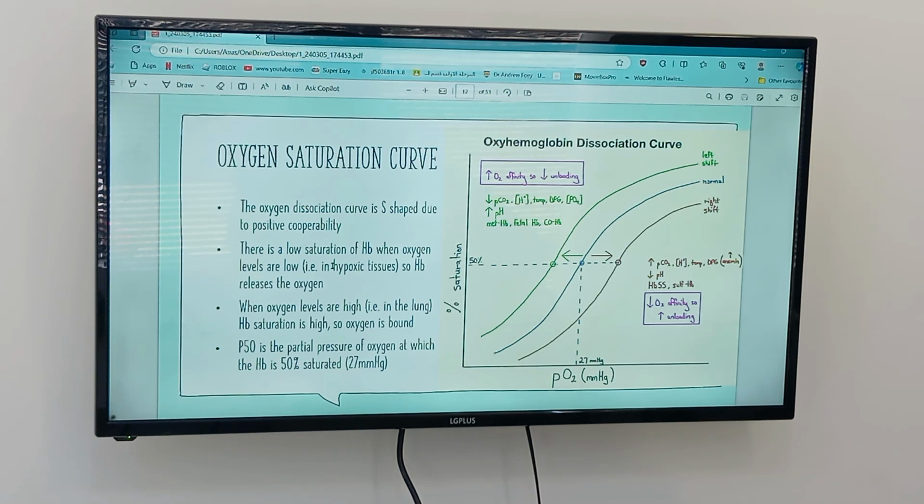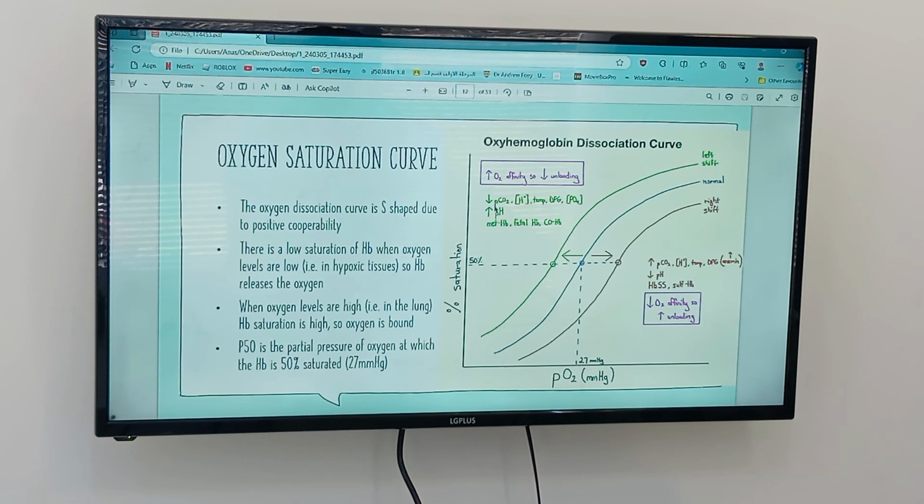There is a low saturation of hemoglobin when the oxygen levels are low. In hypoxic tissue, hemoglobin releases the oxygen. In this area, look, this is 50 percent saturation. Down here the affinity is low, or unloading, while up here it is high affinity, or loading.